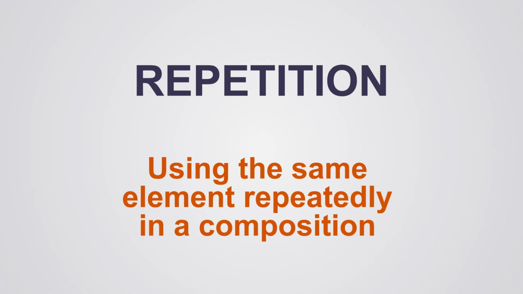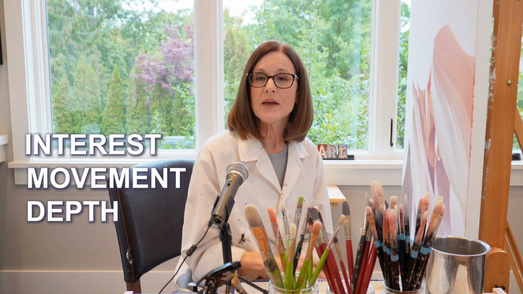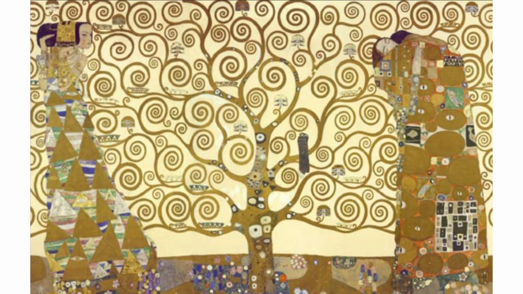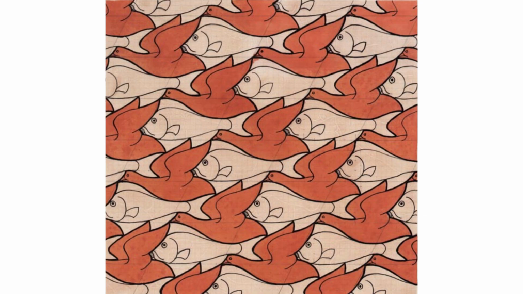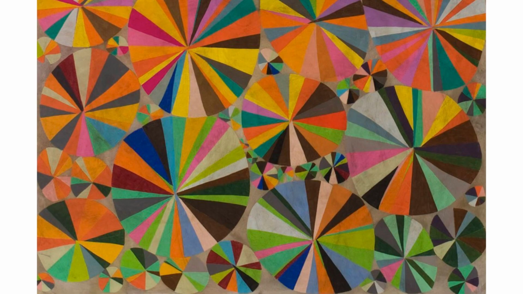Number 6 is repetition. Repetition is the principle of using the same element repeatedly in a composition to create interest, movement, depth, and rhythm. By repeating elements like line, shape, form, and color, artists can guide the viewer's eye around the composition. And if an element is similar enough and repeated often enough, it can also create a pattern.